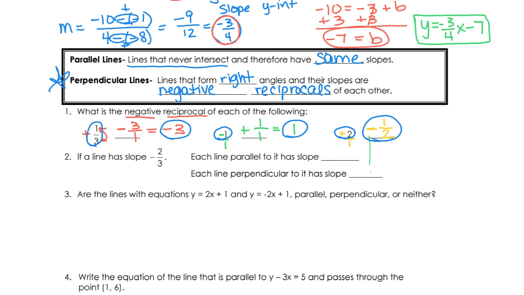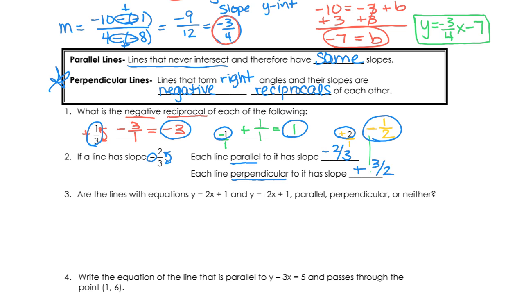So in number 2, it says if a line has a slope of negative 2/3, then each line parallel to it has a slope of also negative 2/3. Because up here, don't forget, we said same slopes for lines that are parallel. They have to be tilted the same, which means they have to have the same slope. And each line that's perpendicular to it has a slope of the negative reciprocal. Our slope is negative, so our slope has to be positive. And the reciprocal of 2/3 would be 3/2. And so that is the negative reciprocal.